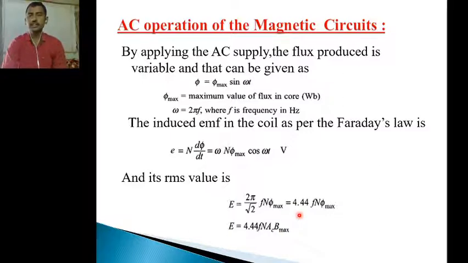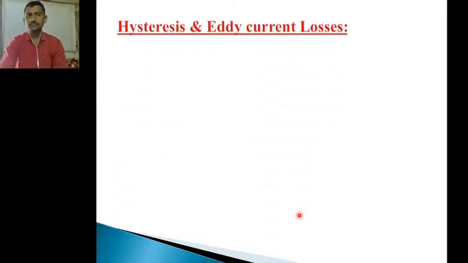In addition to the AC operation of the magnetic circuits, next we go for the hysteresis and eddy current losses. Normally the first one is hysteresis losses. What do hysteresis losses mean? These are the losses obtained in the magnetic material because of the magnetic reversals of the dipoles. Later we will discuss these two concepts briefly. First, I just want to express them in terms of their common empirical formulas.